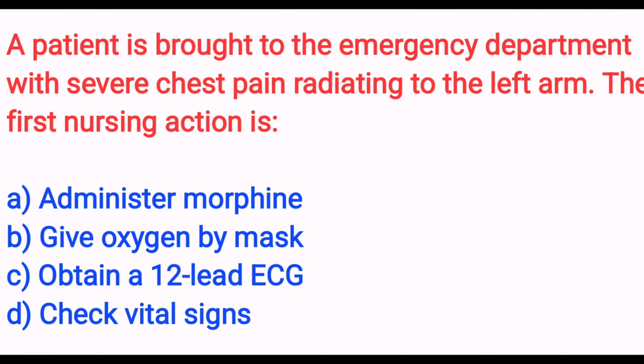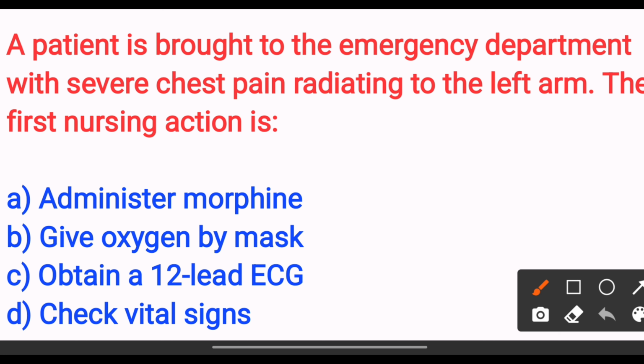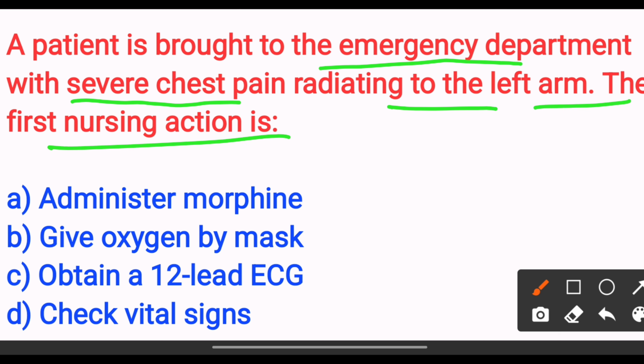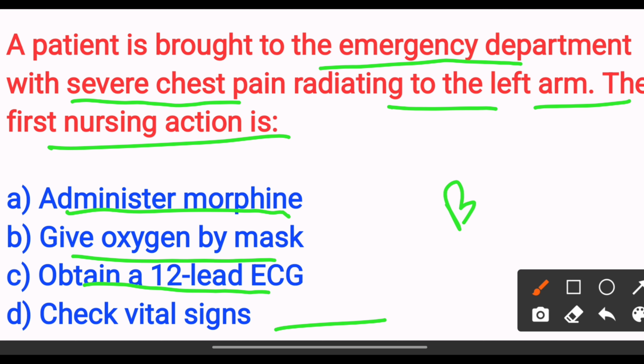First question: a patient is brought to the emergency department with severe chest pain radiating to the left arm. The first nursing action should be: option A, administer morphine; option B, give oxygen by mask; option C, obtain a 12-lead ECG; option D, check the vital signs. The answer will be option B. At first we have to give oxygen by mask for the emergency. The answer is option B.